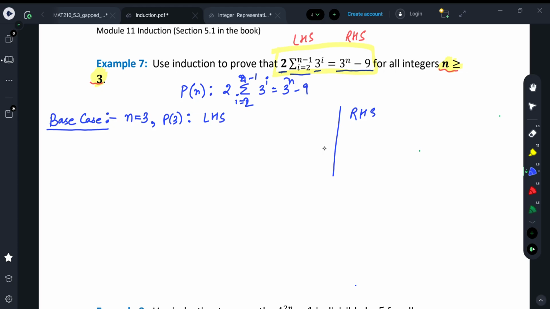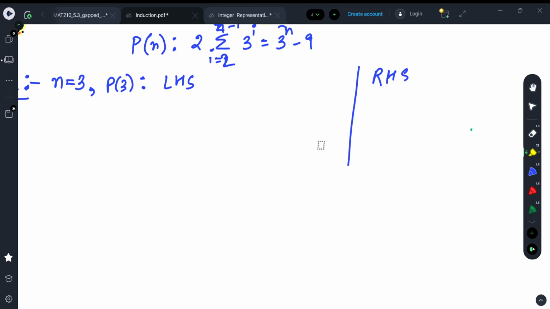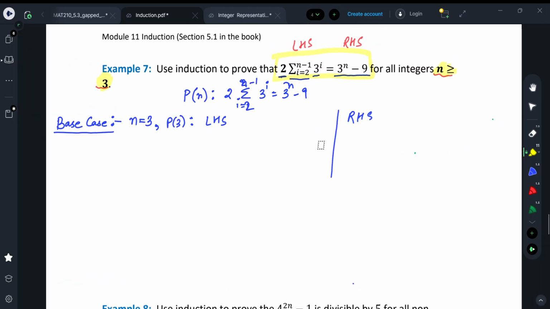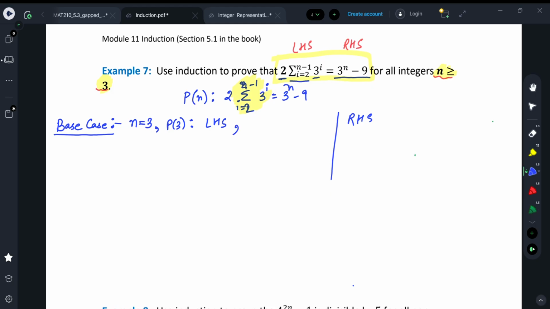Now be careful. Another mistake that I see a lot is this is a summation, okay? You are plugging your n in the summation. So do not get rid of the summation. So what is going to happen here, you'll do 2 times summation i going from 2, and then we have n equals 3. So in place of n in the left hand side, I'll put 3.